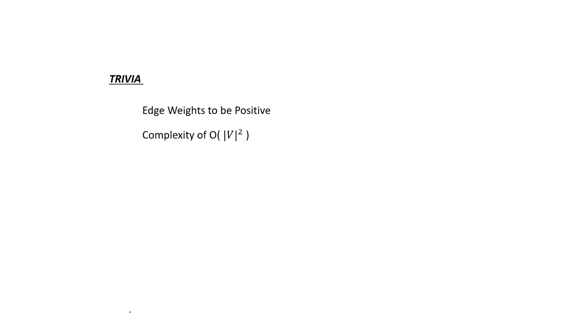Now we just need to know two trivia. In order to implement Dijkstra's algorithm, all the edge weights need to be positive. If you are wondering what a negative edge weight is all about, we will be learning the Bellman-Ford algorithm in one of the subsequent lectures, and there I will explain what a negative edge weight means. Then, this particular algorithm has a complexity of O(V squared). These bars indicate the number of vertices present in the set V. So V squared is the complexity of Dijkstra's algorithm.